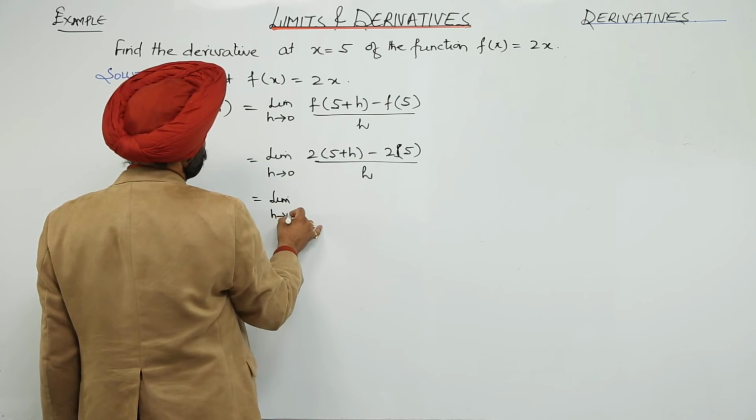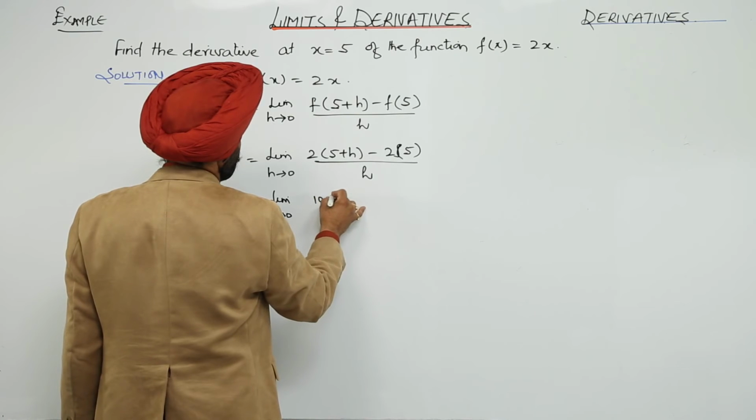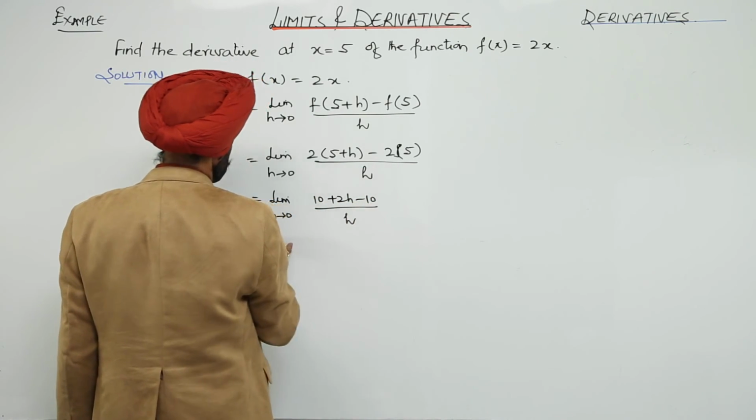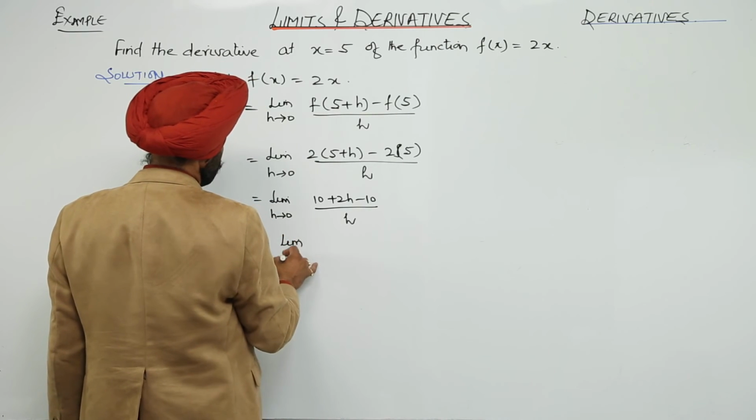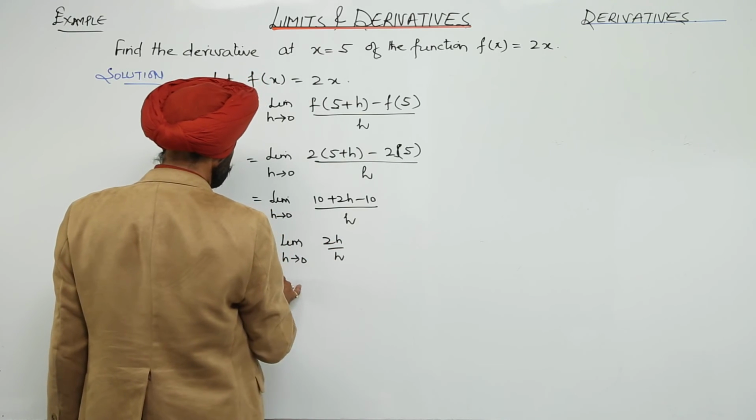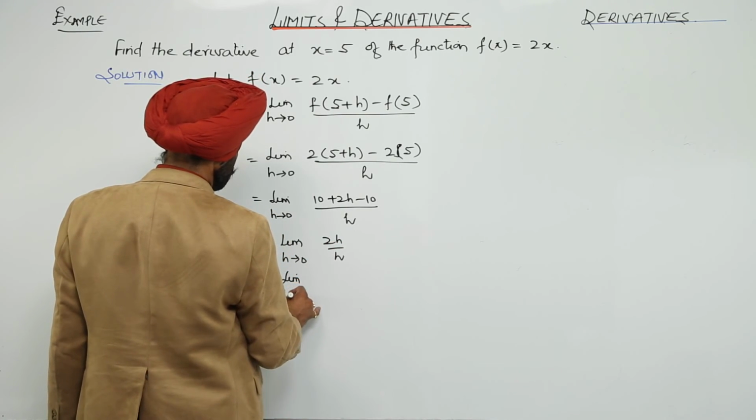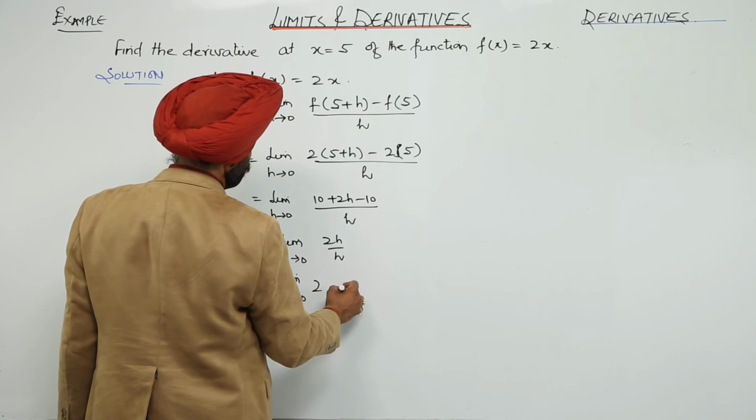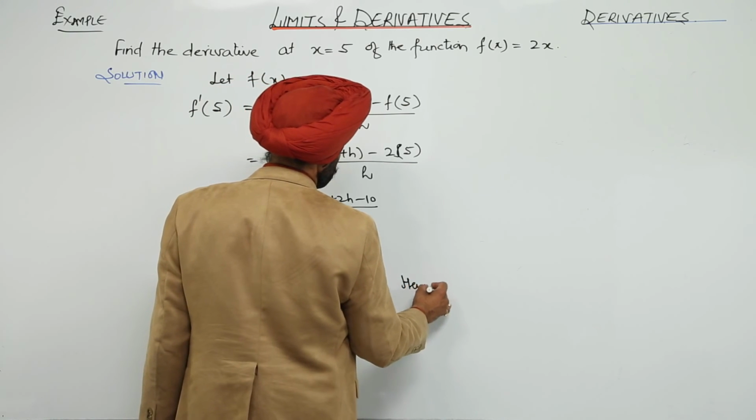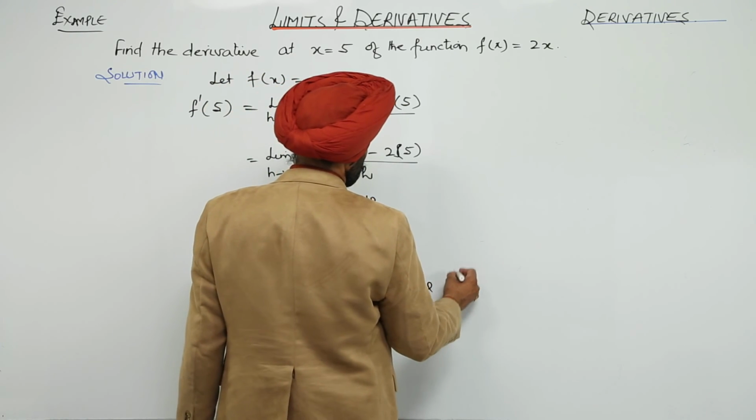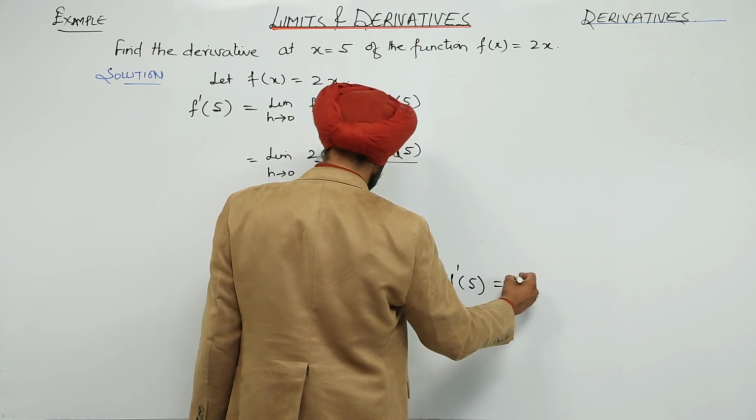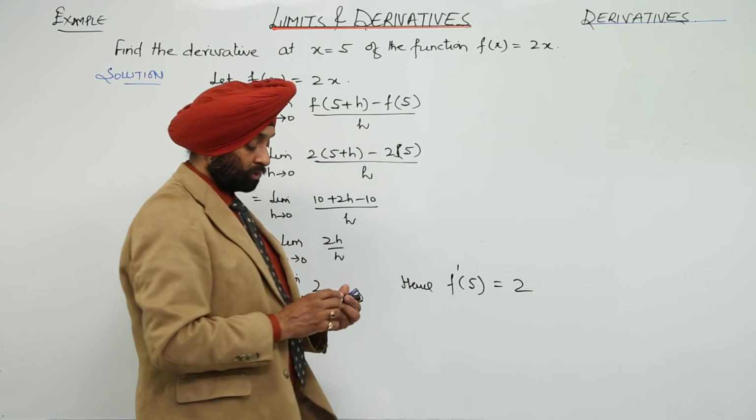Limit as h approaches 0 of (10 + 2h - 10) / h. Limit as h approaches 0 of 2h / h, which is the limit as h approaches 0 of 2. Okay. Hence, f'(5) = 2. This is the answer.